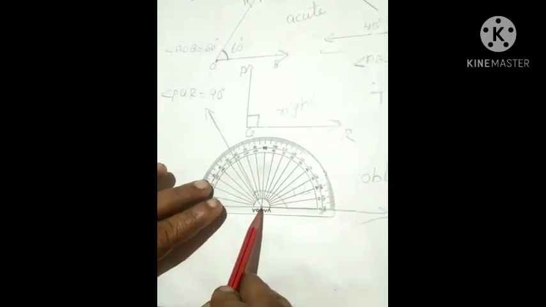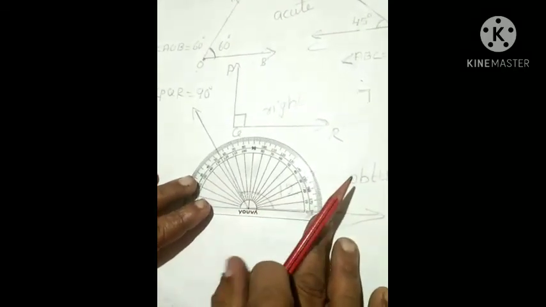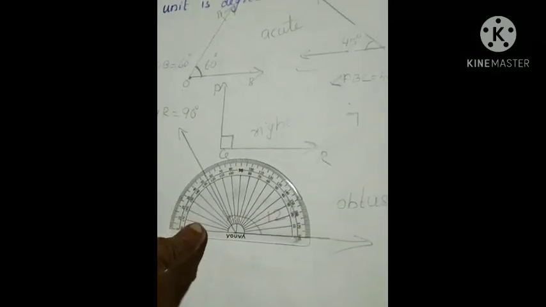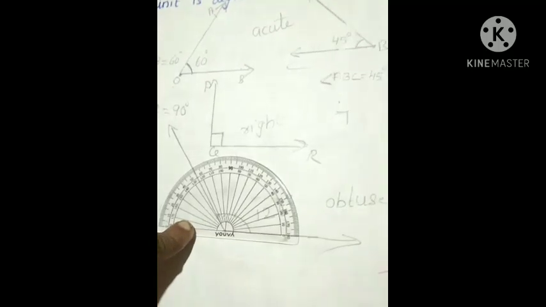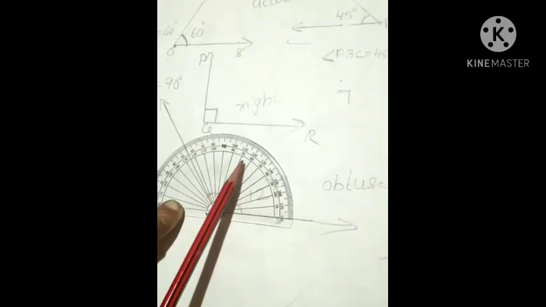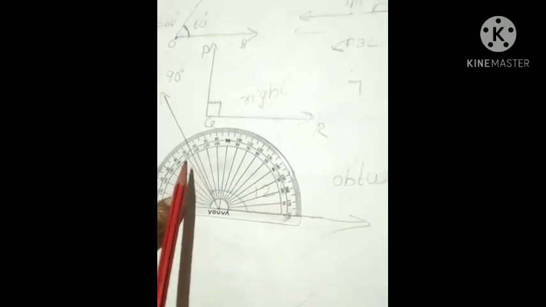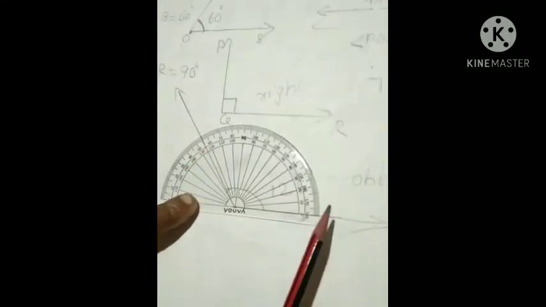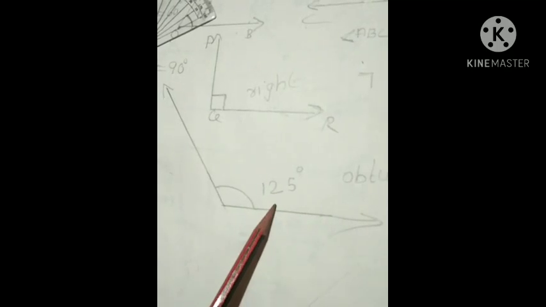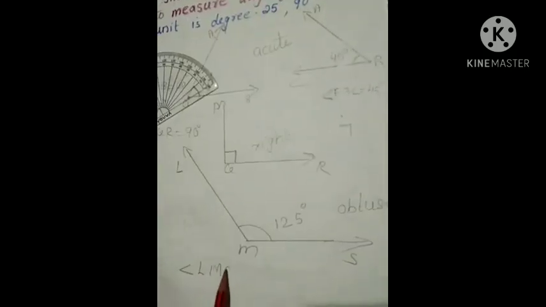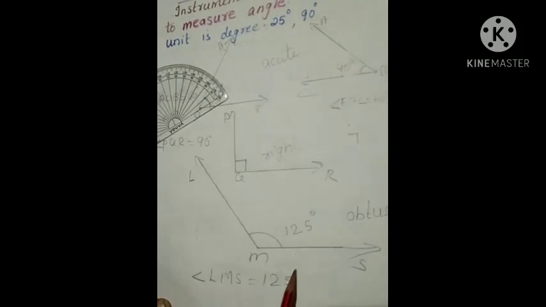Arrange the center also. Now look, from where can we measure this one? Where is the arm of the angle? On the right side. Therefore, we start from the right side, 0, and so on. 70, 80, 90, then 120, then 120 and 130. The middle point is 125. Therefore, what is the measurement of this angle? 125. Angle LMS is equal to 125 degrees.